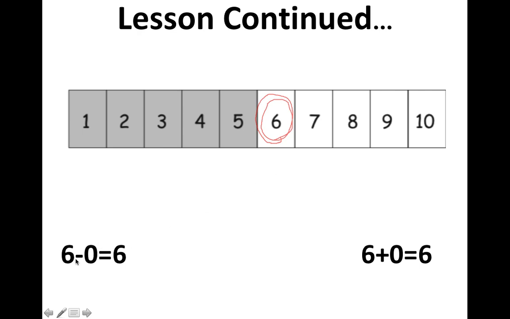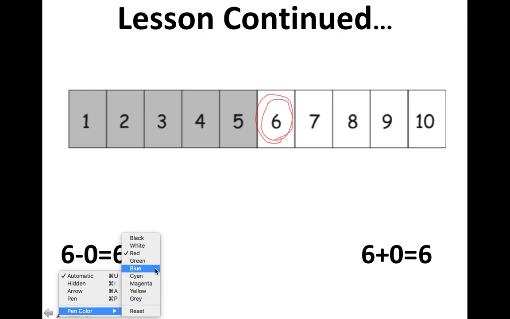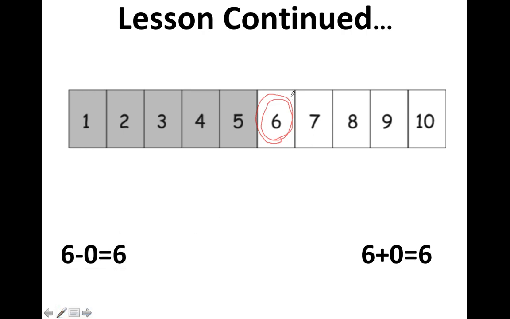Same thing for subtraction. Again, I started off with 6. Let me change my color because I want us to understand what I'm talking about. I started off with 6, but did I move any space backward? No, I did not. Did I move any space forward? No. So any number you add or subtract, when it comes to 0, the number stays the same. So 6 take away 0 is 6. 6 adding 0 is 6. Any number you add 0 to, the number stays the same because 0 means nothing.